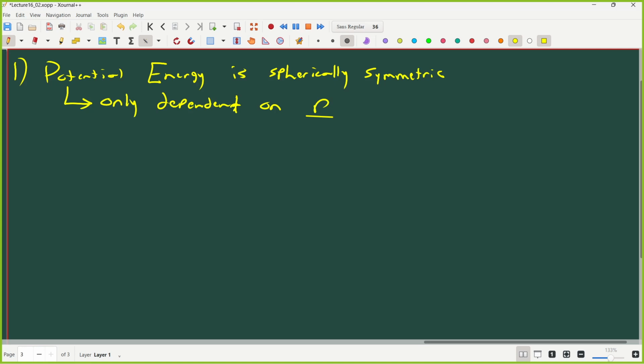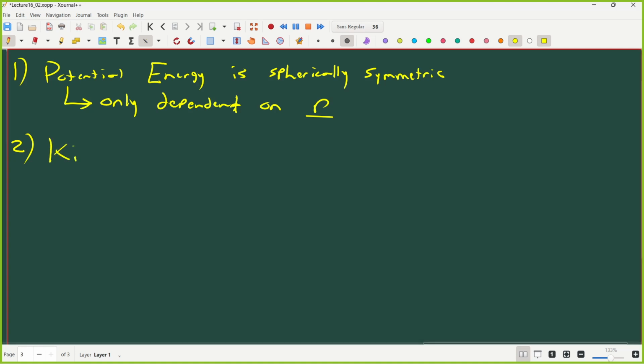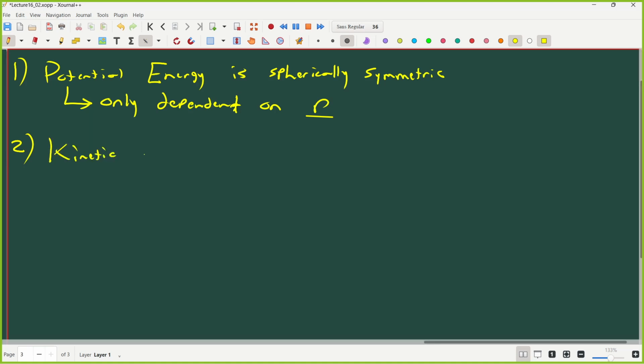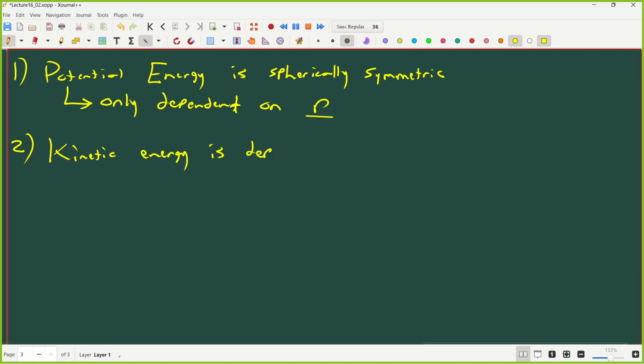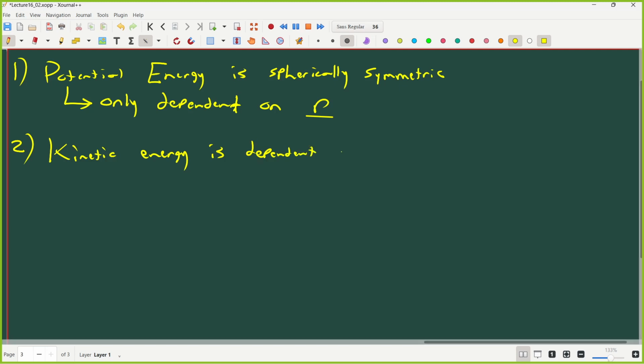Okay, but we've missed something here. We haven't talked about kinetic energy yet. But kinetic energy is dependent on all three variables, x, y, z.